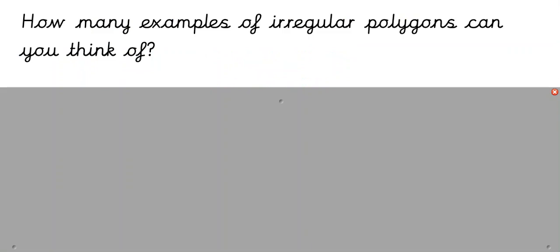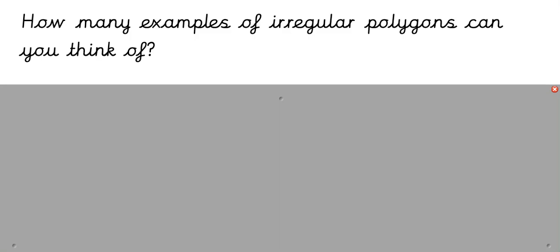Okay, what I would like you to do now is see how many examples of irregular polygons you can think of. So think about your shapes. How many shapes can you think of that are irregular polygons? So that either have different length sides or different sized angles. Pause the video now and see how many shapes you can name that are irregular polygons.